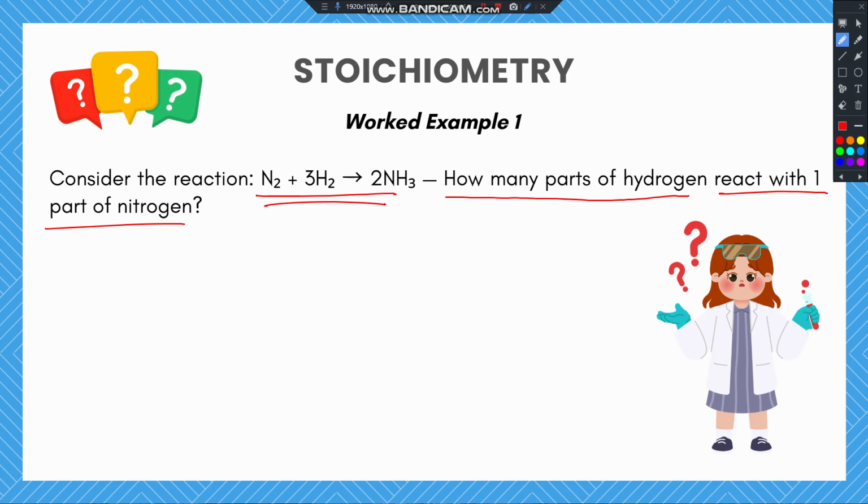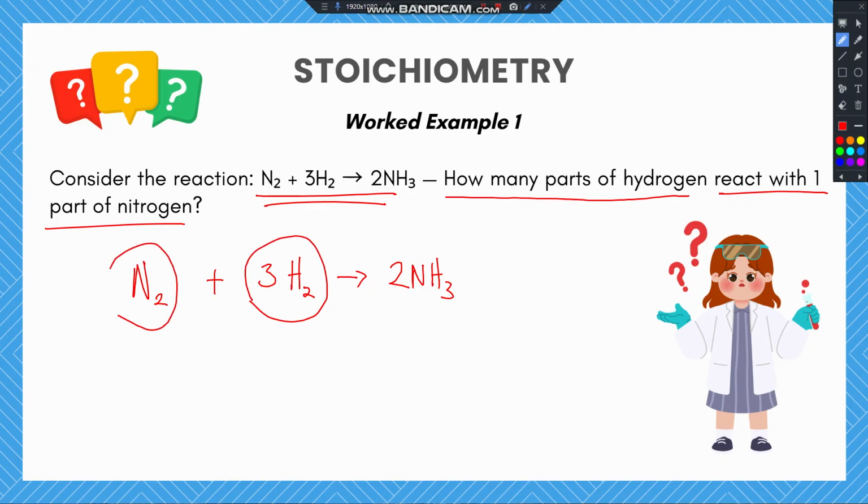Well, let's write out the equation one more time. We have N2 standing for nitrogen plus 3H2 standing for hydrogen and then 2NH3. How many parts of hydrogen, here is hydrogen, react with 1 part of nitrogen, and here is nitrogen. We have 1 part of nitrogen over here because there is a number 1 standing in front, and we have 3 parts of hydrogen over here because you can see the number 3 in front of hydrogen. So the answer is pretty straightforward.